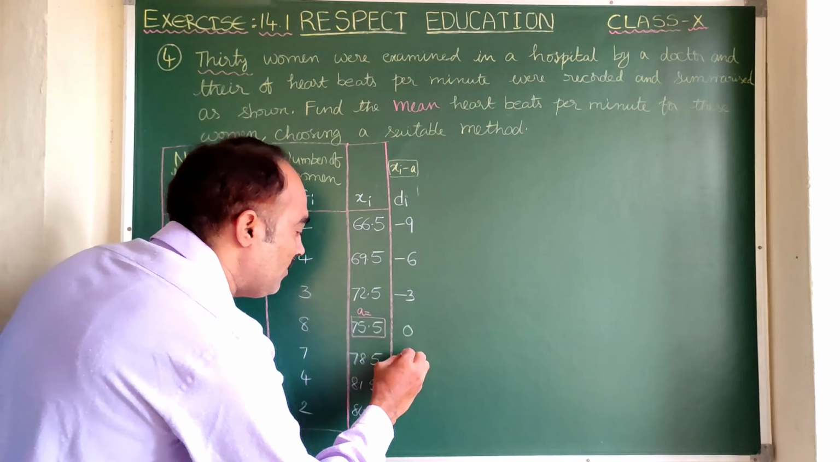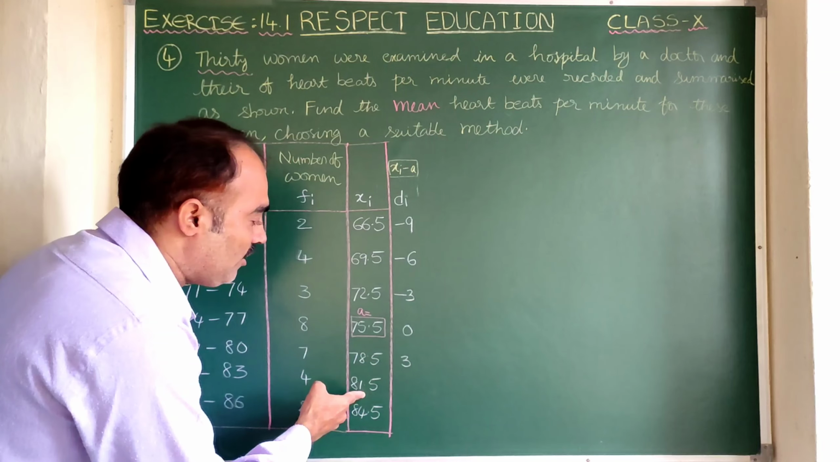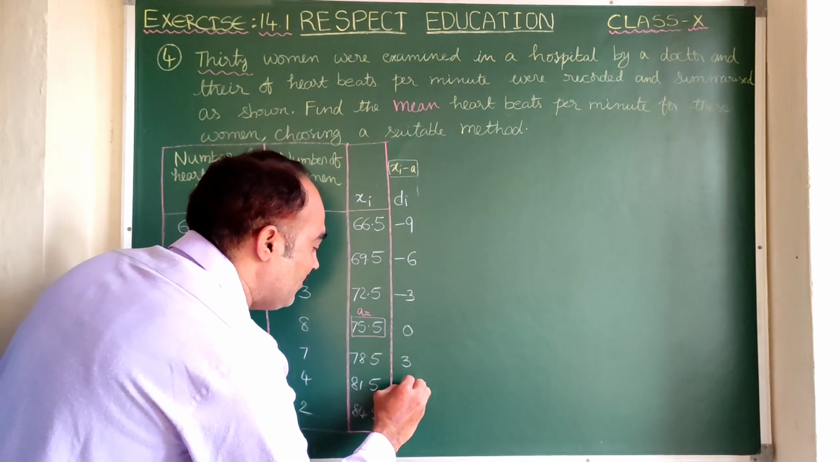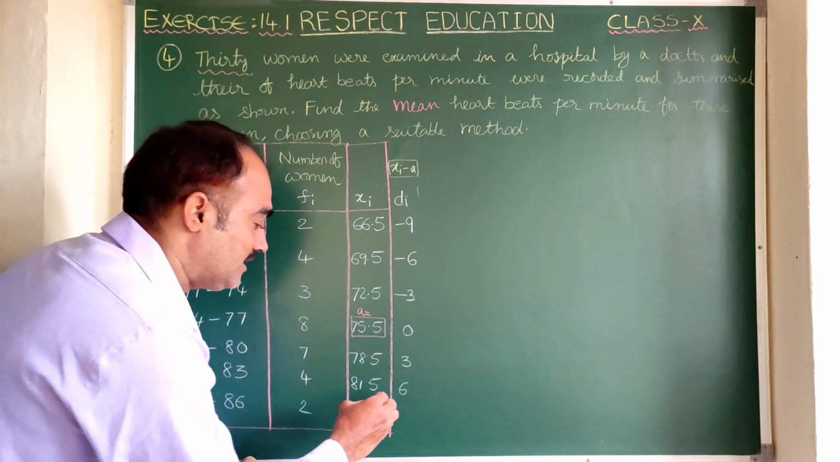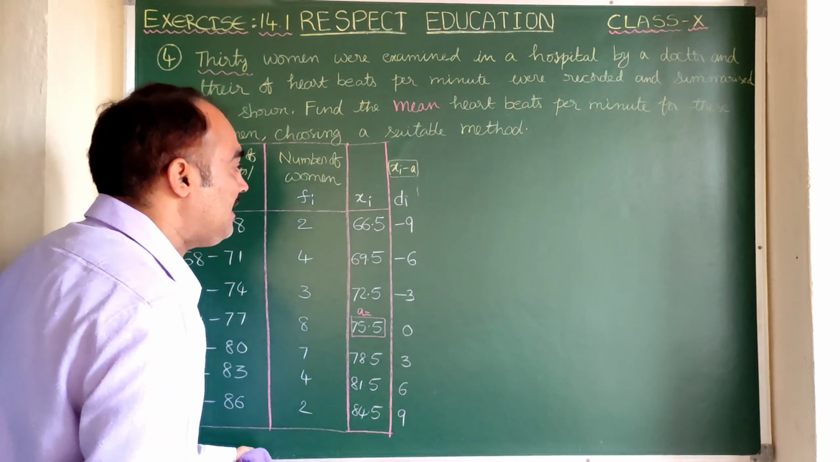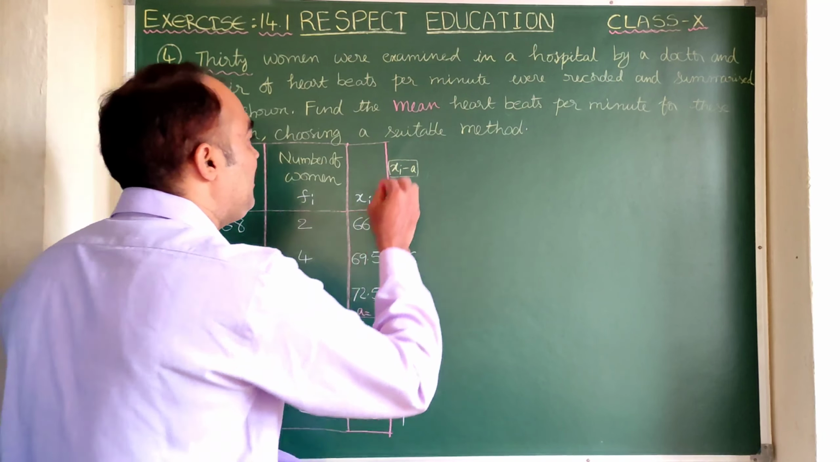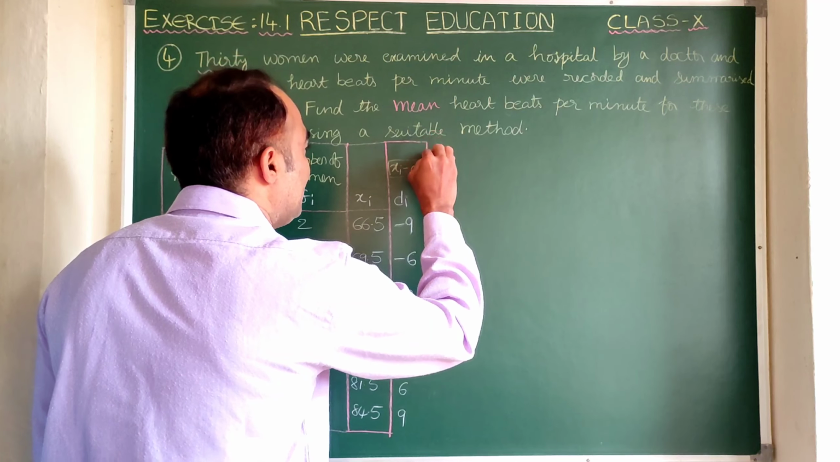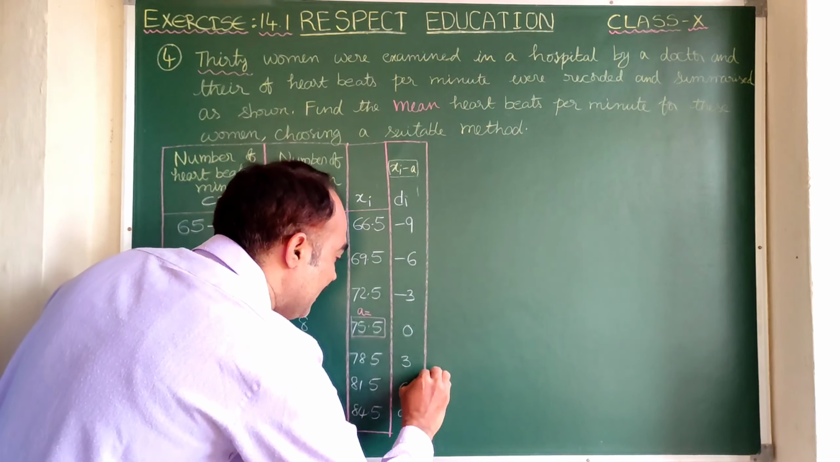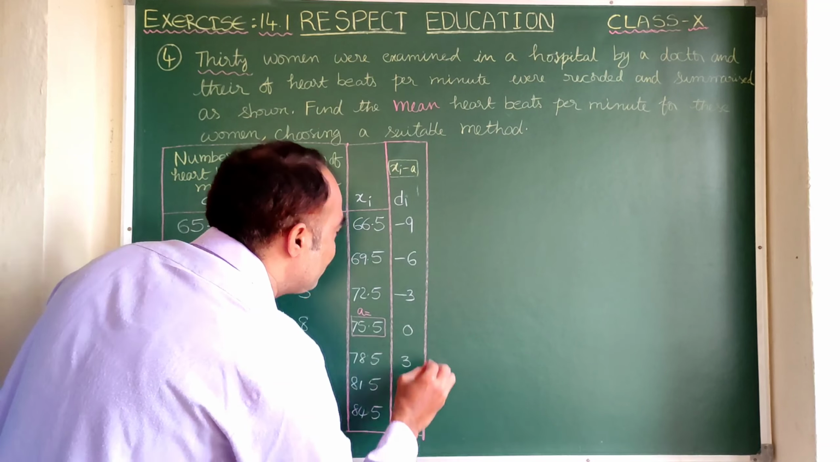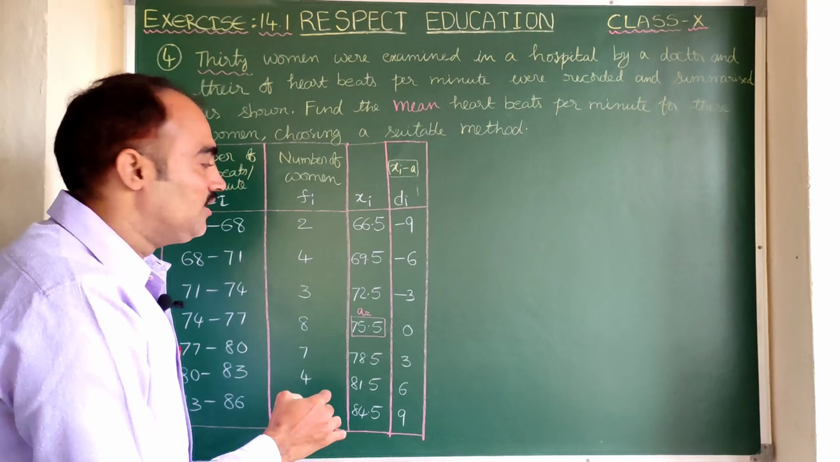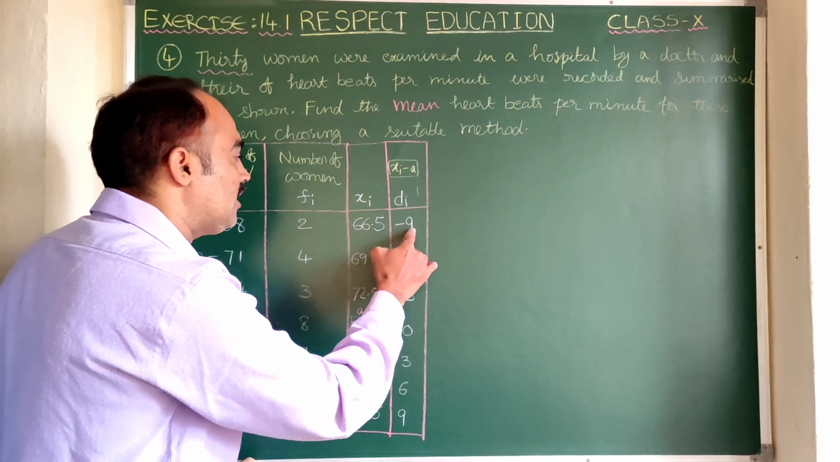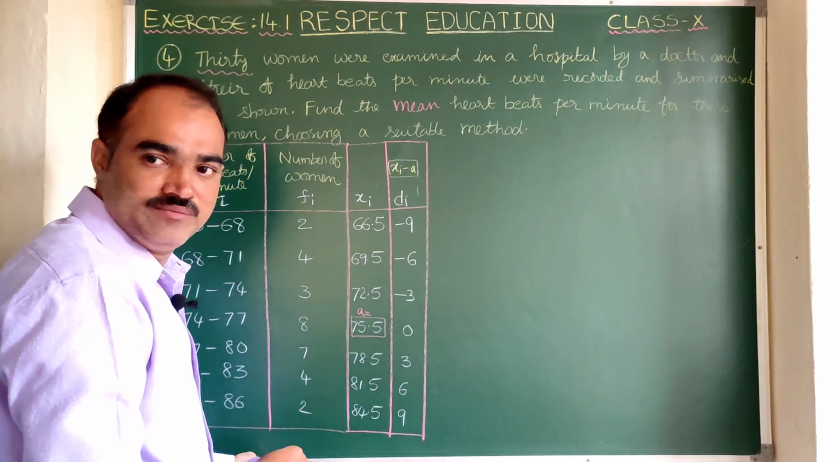78.5 minus 75.5 is 3. 81.5 minus 75.5 is 6. 84.5 minus 75.5 is 9. Is it clear? Yes, sir. Now again you think here, can we multiply fi and di or not? Here let us see, can we multiply fi and di or not? So here it is somehow easy. 9 2s are minus 18, minus 24, it is easy.